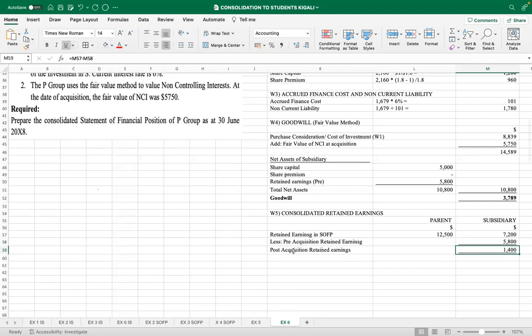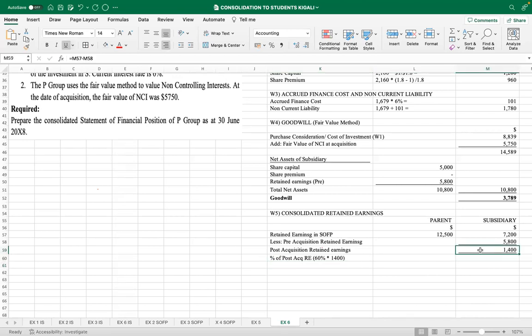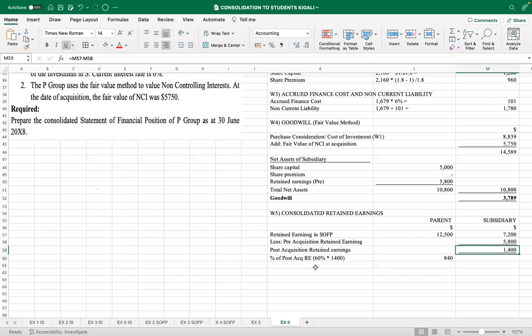Now, we don't take the entire post. We only pick a percentage of post-acquisition retained earnings, which is 60%. We acquired 60% times 1,400. In other words, out of this profit of the subsidiary, the parent will receive 60% of it. That is what we are trying to explain. So the profits of the parent will increase by 60% of that profit.